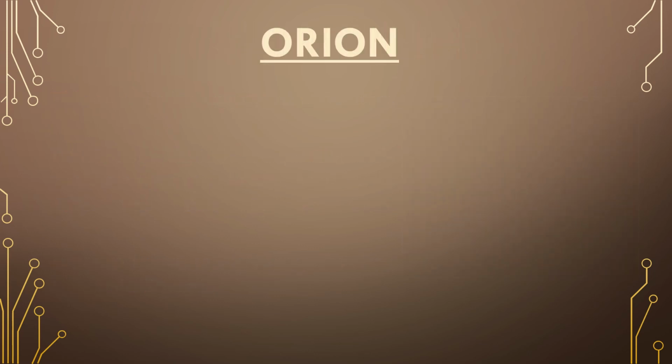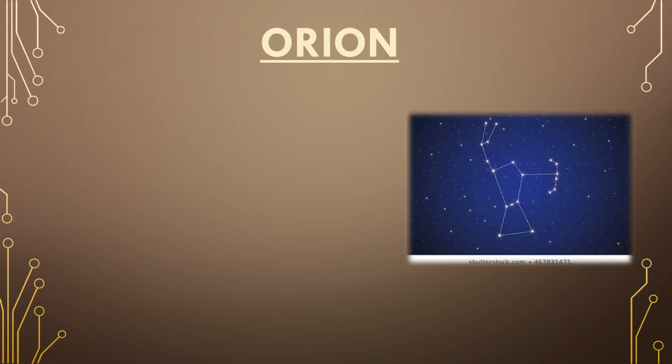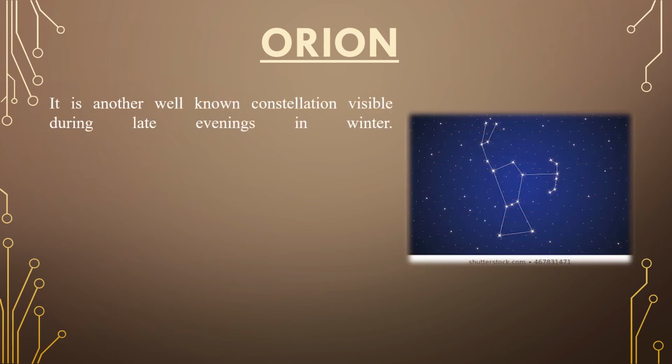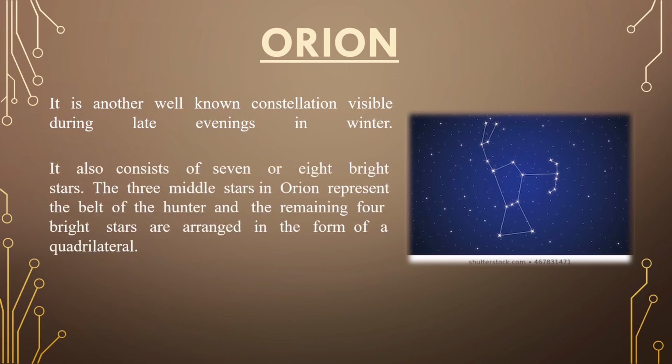Next very common constellation is Orion. It is another well-known constellation visible during late evening in the winters. It also consists of 7 or 8 bright stars. The 3 middle stars in Orion represent the belt of the hunter, and the remaining 4 bright stars are arranged in the form of a quadrilateral. Orion is also called the hunter according to Greek mythology.